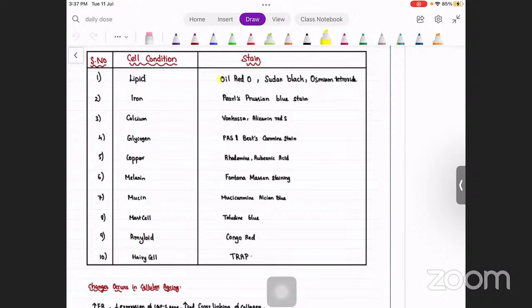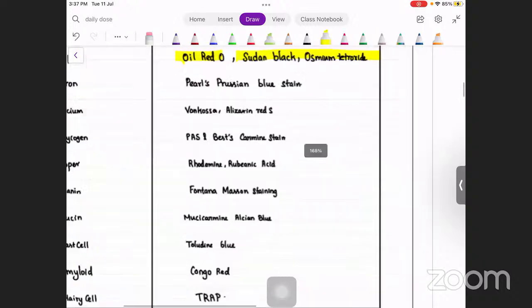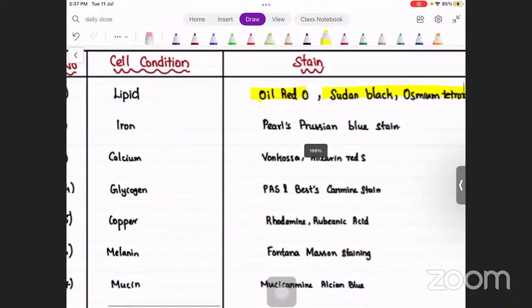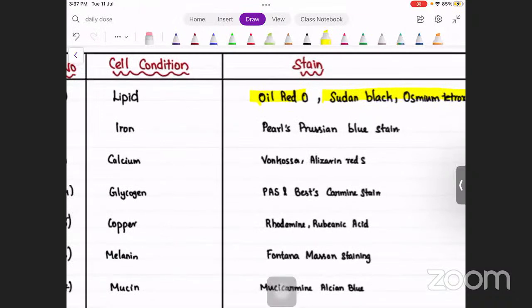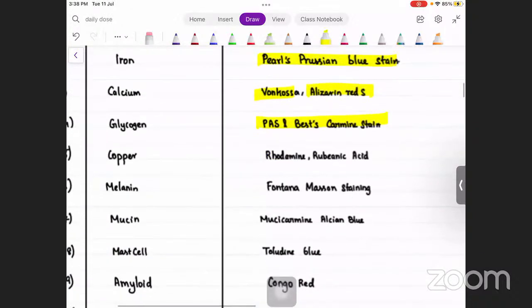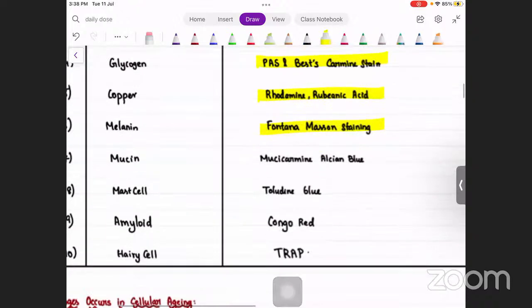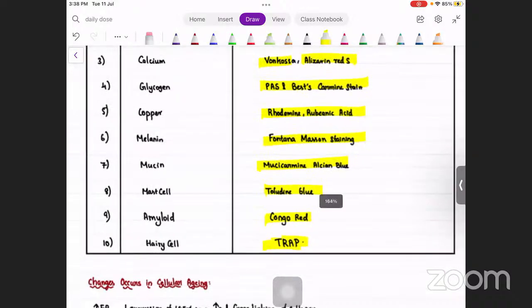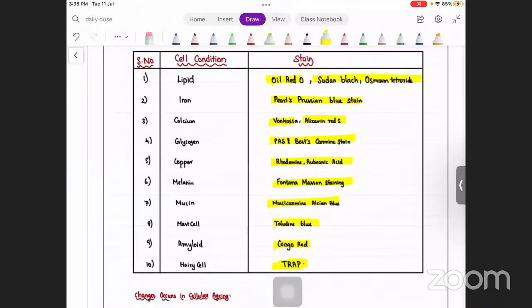Lipids are stained with oil red O, Sudan black, and osmium tetroxide. Iron is stained with Perls Prussian blue, and calcium with von Kossa and alizarin red S. Glycogen is stained with PAS and Best carmine, copper with rhodanine and rubeanic acid, melanin with Fontana-Masson, mucin with mucicarmine and alcian blue, mast cell with toluidine blue, amyloid with Congo red, and hairy cell with TRAP.